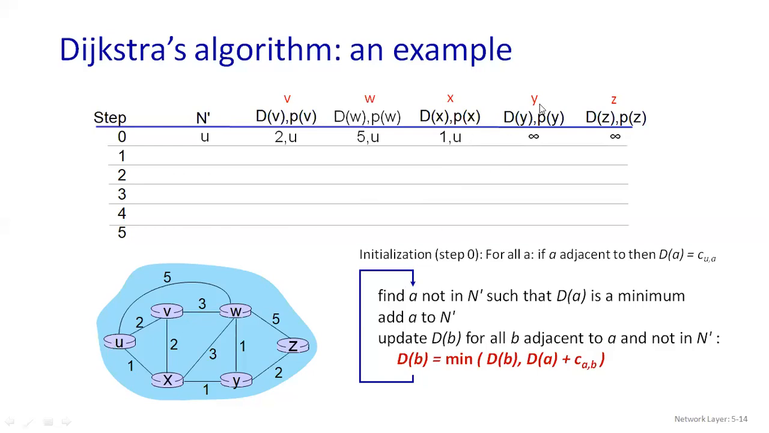So now let's consider Y. U to Y. Okay. Do you have the direct connectivity from U to Y? No, there is no direct connectivity from U to Y. That's the reason the value will be infinity. Now, do you have any direct connectivity from U to Z? No. So here you are going to write infinity. So in this way, the first row has been done.